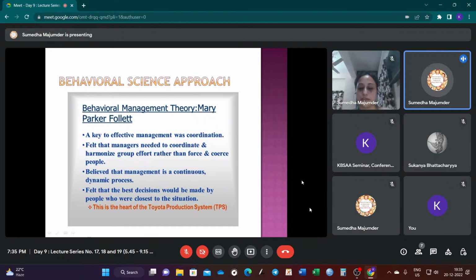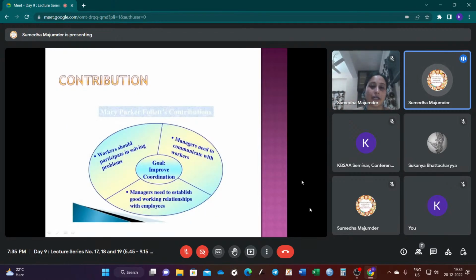Then the basic structure of the contribution of Mary Parker Follett, I think it is clearly visible. That is, first of all, the basic goal of her contribution is to improve coordination, because this belief or this behavioral science approach actually believes that teamwork is important.